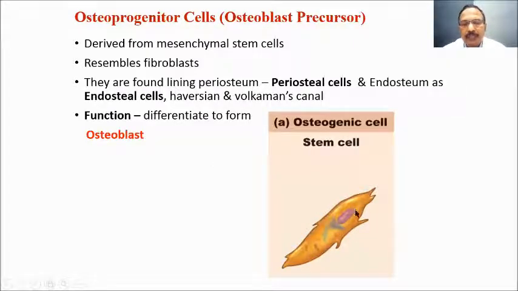You can see in this picture, they look like fibroblast cells. They are very flat, with a lot of protoplasmic projections and a flat nucleus. Usually these cells are present in the endosteum or periosteum of the bone, and they change into osteoblast cells when there is a need. Their function is only to differentiate into other cells.